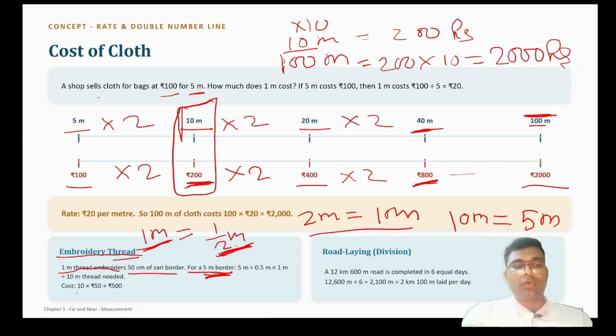We have to find the cost of thread as well. The cost of 1 meter of thread is 50 rupees. So 10 meter will be 500 rupees.